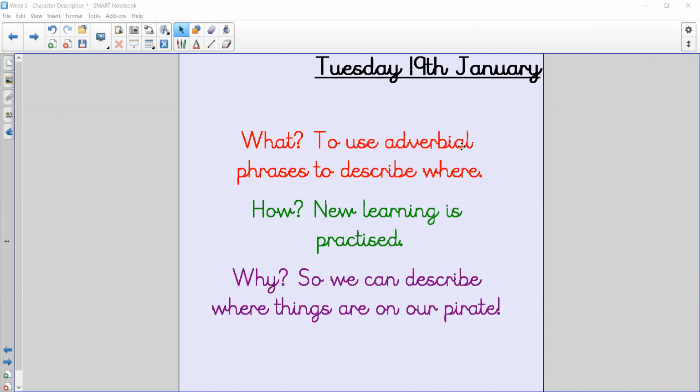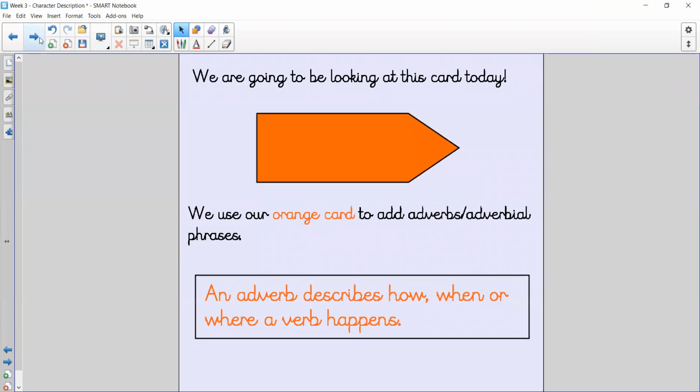Now our focus for today is to use adverbial phrases to describe where, how new learning is practiced, and why, so we can describe where things are on our pirate. This is the card that we are going to be looking at today, and as we can see it is an orange card. It is a card that we've looked at before, so hopefully you remember seeing it. And we use it to add adverbs and adverbial phrases.